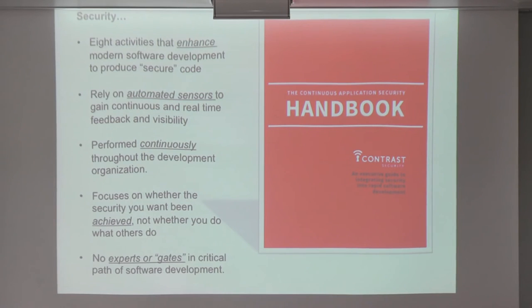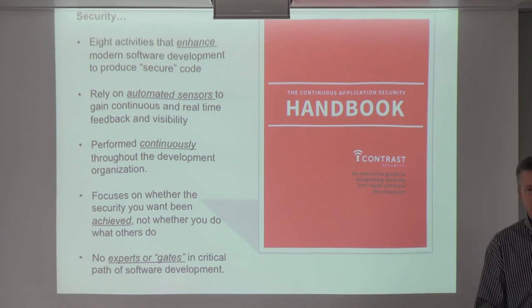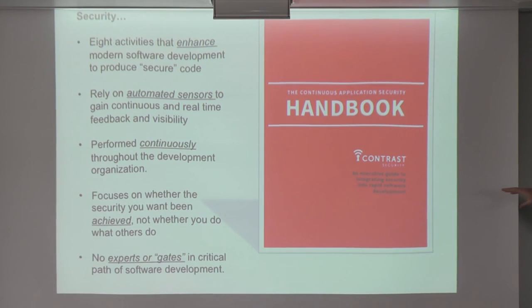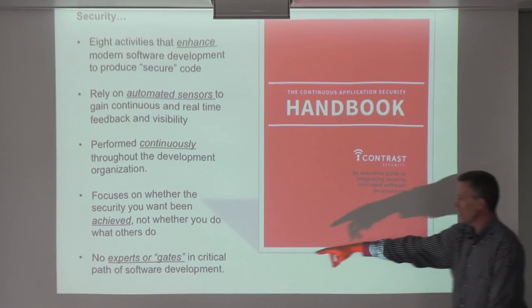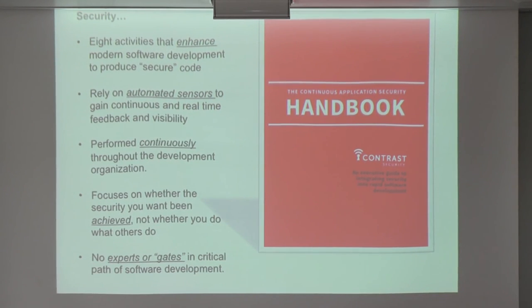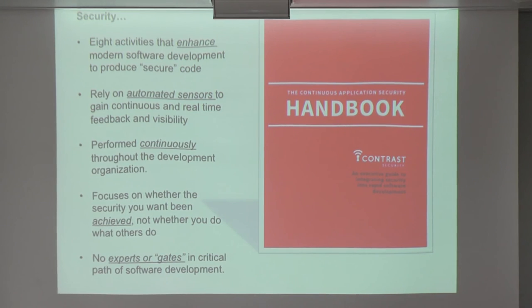So I do have a takeaway for you. This is the Continuous Application Security Handbook. I have a few of them up here, and then there's more down at our booth. It has a lot more details on how you go about building a program that's designed to be continuous. Essentially, it's what we've talked about. Perform continuously, use sensors, focus on whether you're actually achieving assurance. And this is really critical: there are no experts or gates in the path of secure software development. That's at the core of continuous, that's what we've got to achieve.